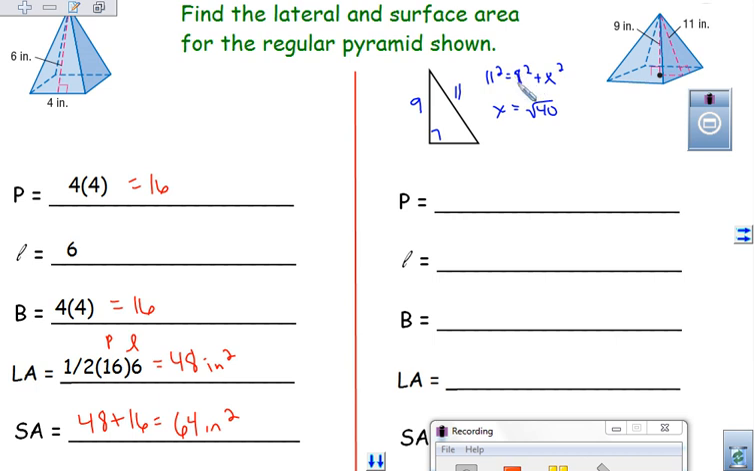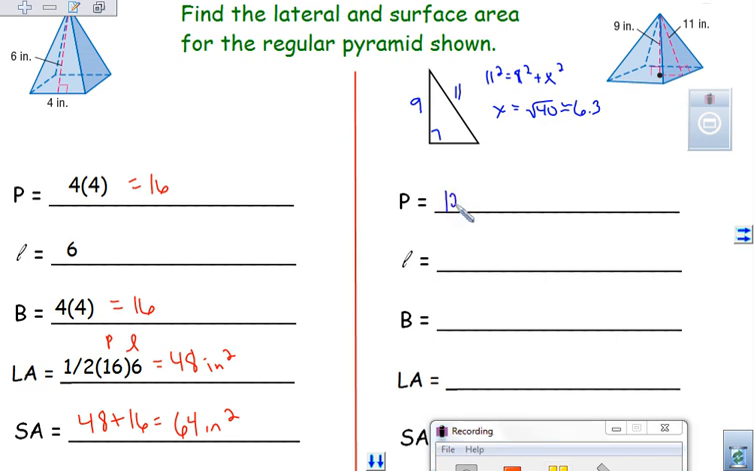This is a 9. 11 squared equals 9 squared plus x squared. So you have to solve to find this leg here. 121 minus 81 gives us 40, and then you take the square root. So that is x, and that x is approximately 6.3. Then when we find the perimeter, we want to know the whole side, so we have to double that. So that's where we get 12.6.